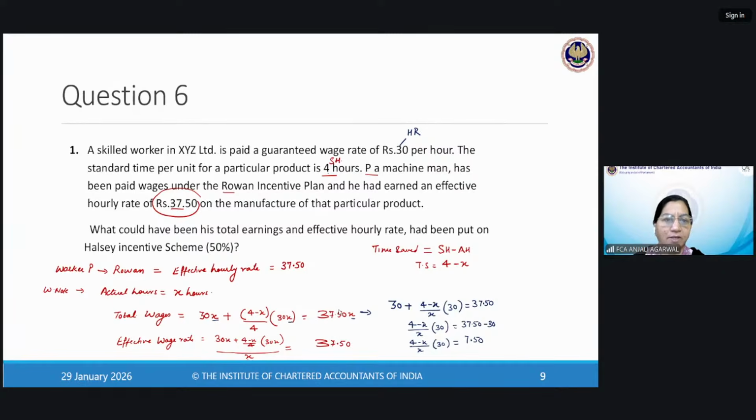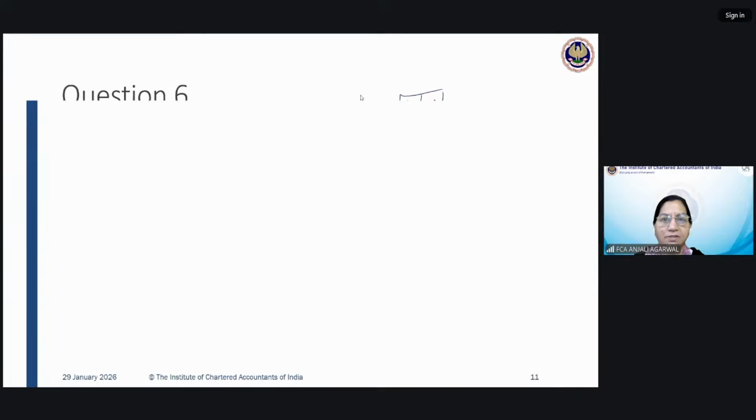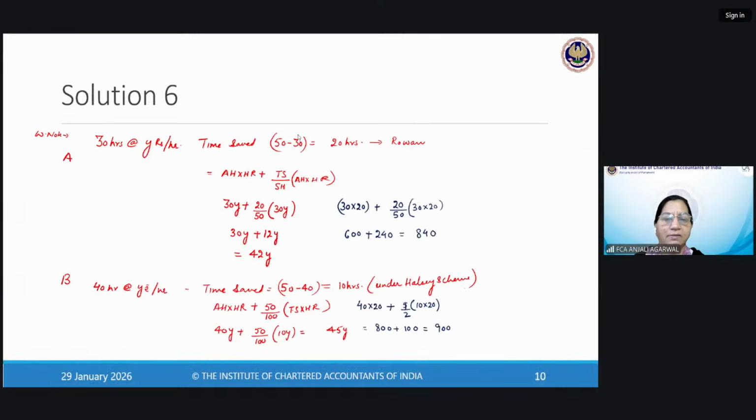Why 30X? Okay, why 30X? So 30X because he has taken X hours and the hourly rate is 30 rupees per hour. Just Agarwal has raised his hand. Just, can you type it in the chat window? Otherwise, why will it be divided by X? So why 30X is clear. And why we will divide it by X is to find out the effective hourly rate.